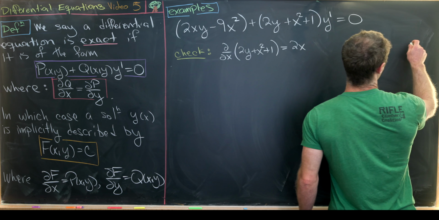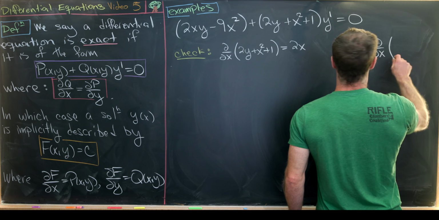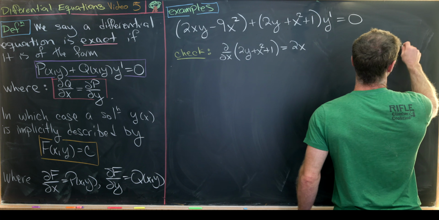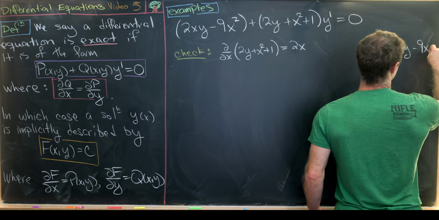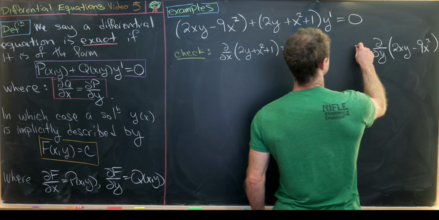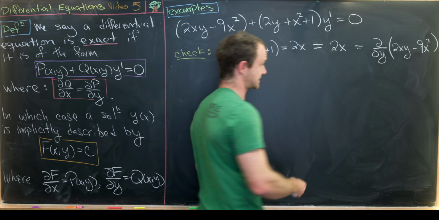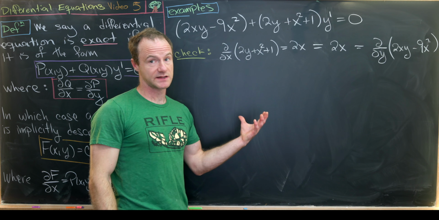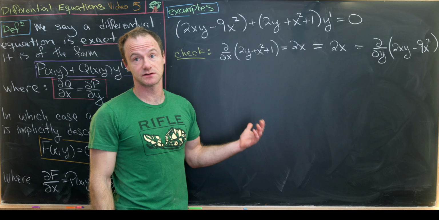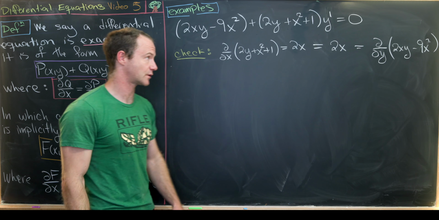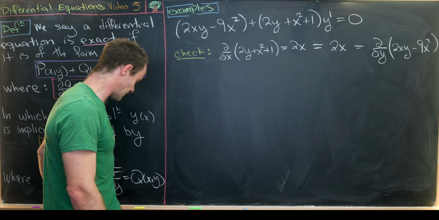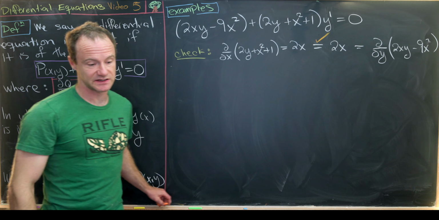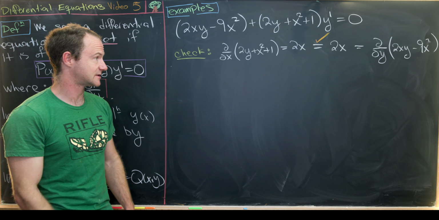Okay, now let's compare that to the partial with respect to y of this thing over here. So we have 2xy minus 9x squared. Let's notice that that is also equal to 2x. And that's because when we do this 2xy here, the constant in front of y is 2x. So that derivative is 2x. And then 9x squared is a constant, so its derivative is 0. But let's notice that everything checks out here. These two are definitely equal. 2x is equal to 2x. So this is exact.